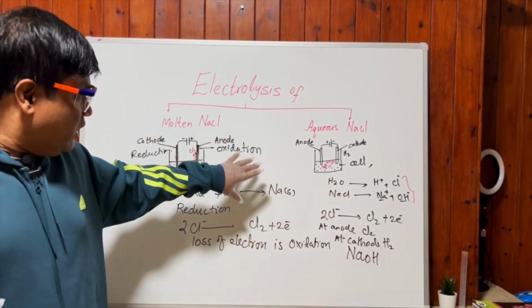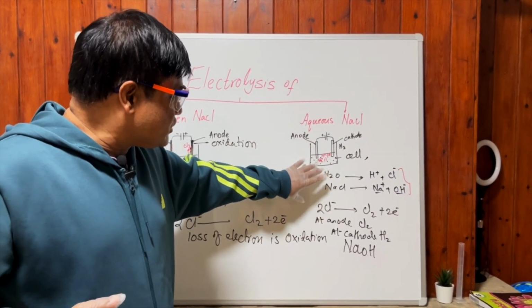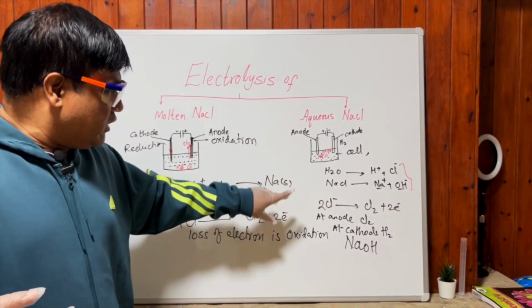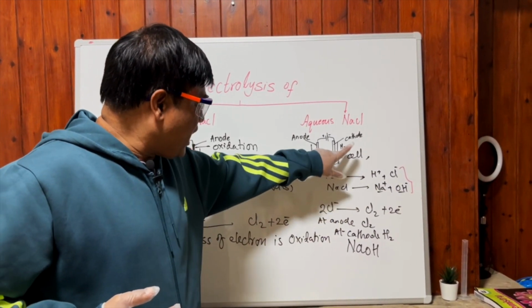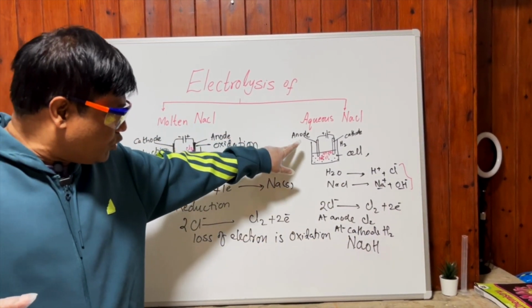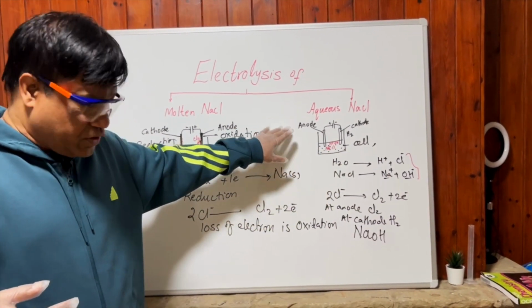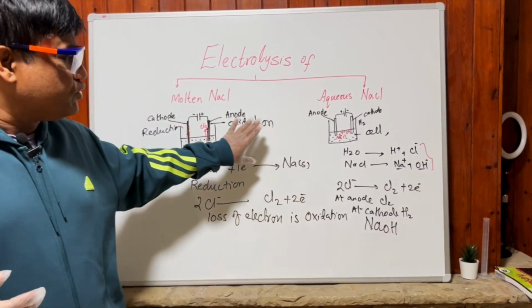And look at that one more time. When we do the electrolysis of aqueous NaCl, we will get hydrogen gas, which is discharged at cathode, and chlorine gas, which is discharged at anode, and the cell is left with sodium hydroxide. We have seen this experiment, and I want to stop here.